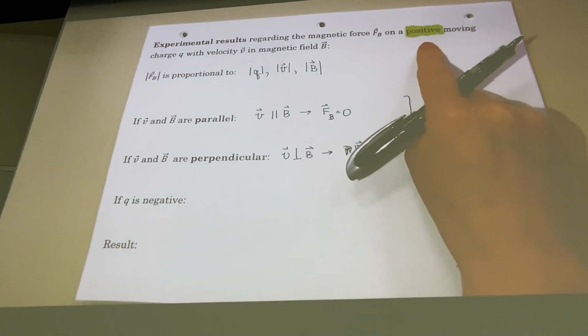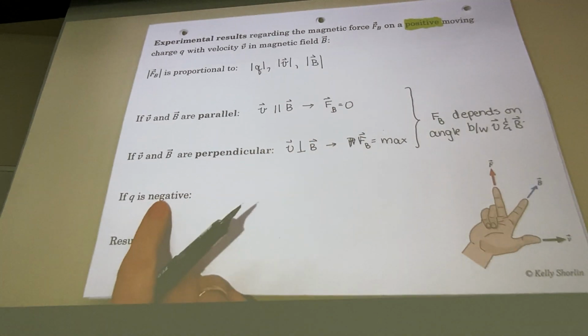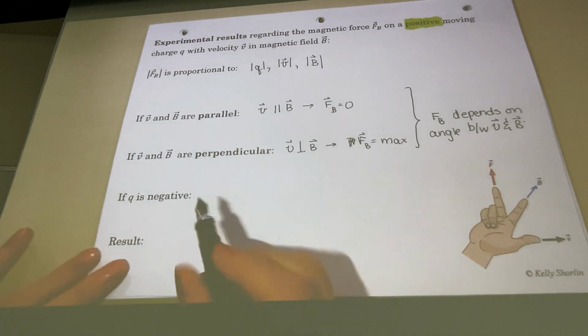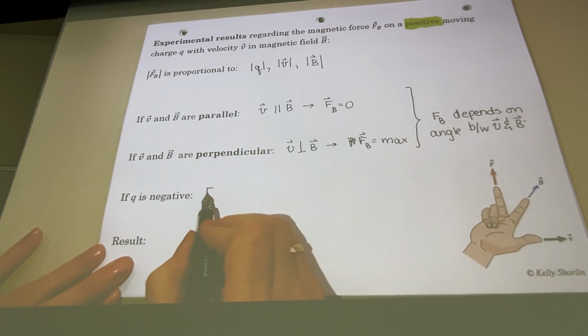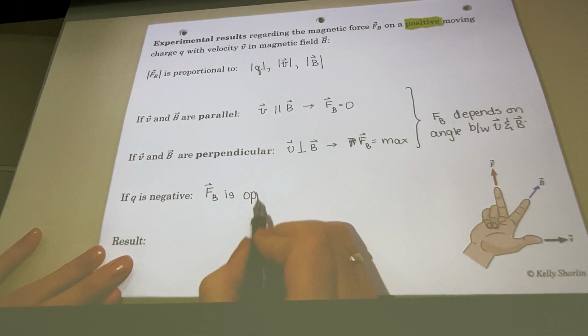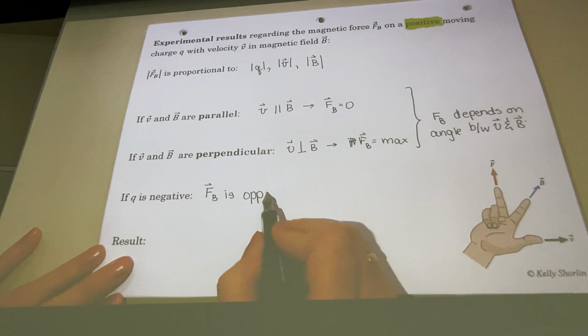So we started by talking about a positive charge. If our charge is negative, then our force is in the opposite direction. So everything flips by 180 degrees if the charge is negative. Same magnitude, opposite direction.